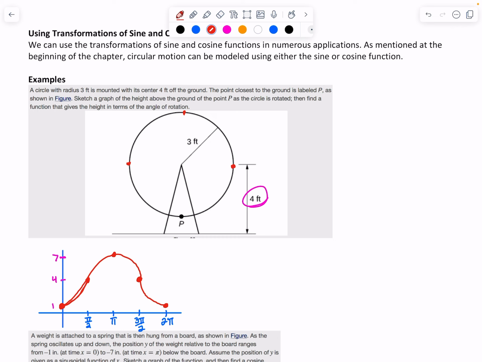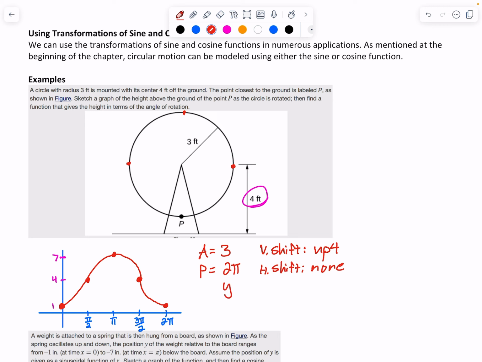They want us to write a cosine function. Actually, let's write out everything first. The amplitude here: if you look, it goes up and down 3. The period is normal, it's 2 pi. Good, we don't have to mess with that. The vertical shift is that it went up 4. And the horizontal shift, it didn't move at all, so none.